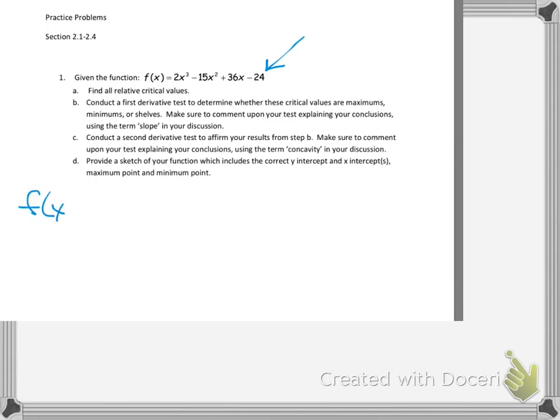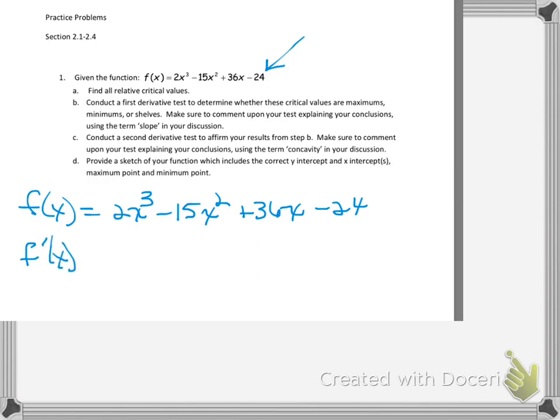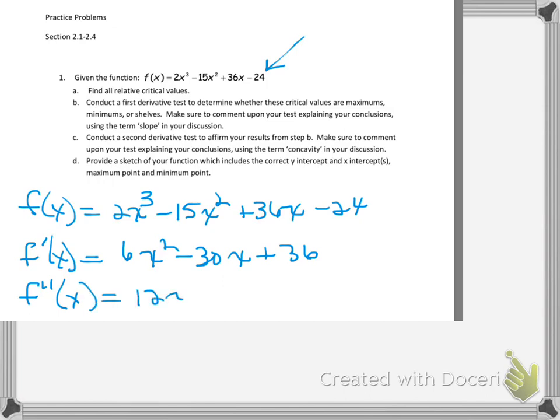So f of x, I'm just going to write it down. You should be writing it down also, and notice the notation you want to have. Okay, let's take our first derivative. I have 3 times 2 is 6x squared minus 30x plus 36. While I'm here, I'm going to take my second derivative, and that's going to be 12x minus 30.